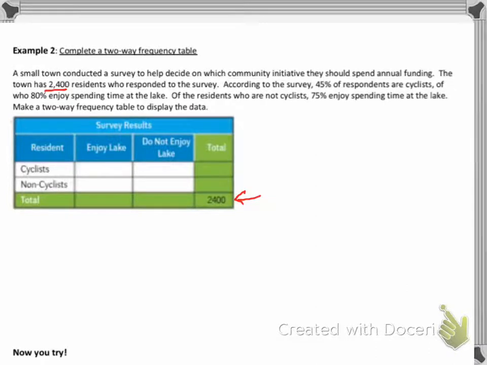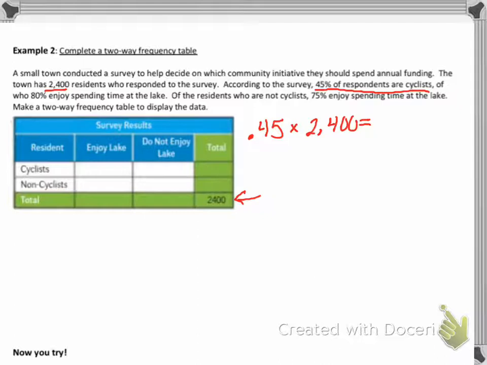According to the survey, 45% of the respondents are cyclists. So I'm going to underline that, and I'm actually just going to stop right here and start to calculate that. Remember, "of" in math means to multiply, and 45% is of 100. So I'm going to change the 45% to a decimal, and I'm going to multiply that of 2,400. And I'm going to find out how many cyclists there are.